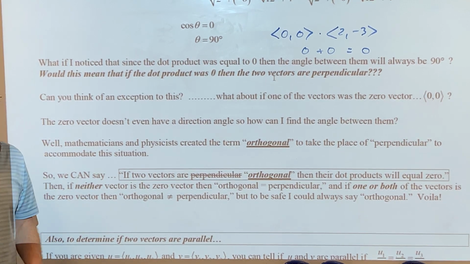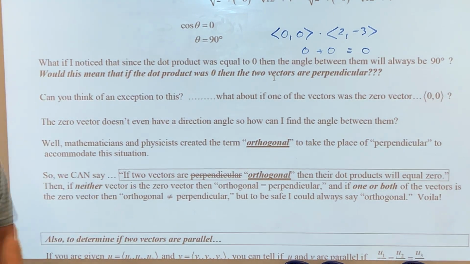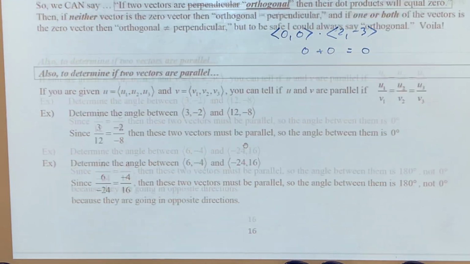So just think of orthogonal as kind of a safe bet. When you need to say perpendicular, you can always say orthogonal. But don't forget that perpendicular does mean something. If they're not 0 vectors, perpendicular is fine. Are you with me? So anyway, make sure you look at that. I talked about that yesterday.